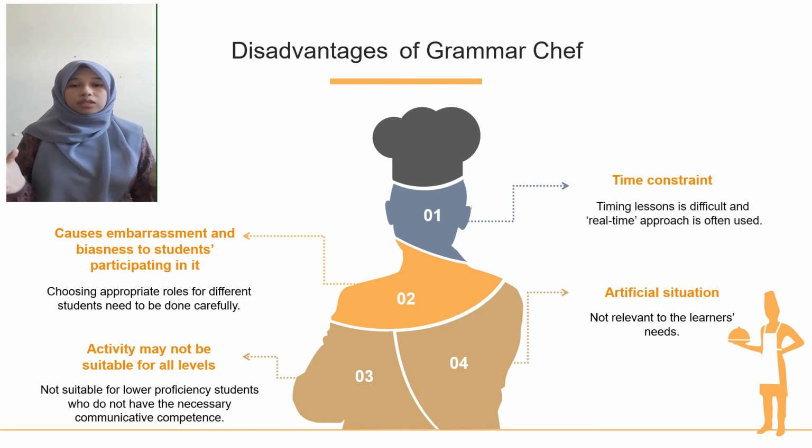The second disadvantage is that it can cause a lot of embarrassment and bias for the students participating in it. In situations like role-play and simulation activities, for first-timers and also those who are not familiar with this task, this can cause anxiety and awkwardness within themselves when they perform tasks. Thus, choosing appropriate roles for different students needs to be done carefully. In addition, it also has cultural bias.